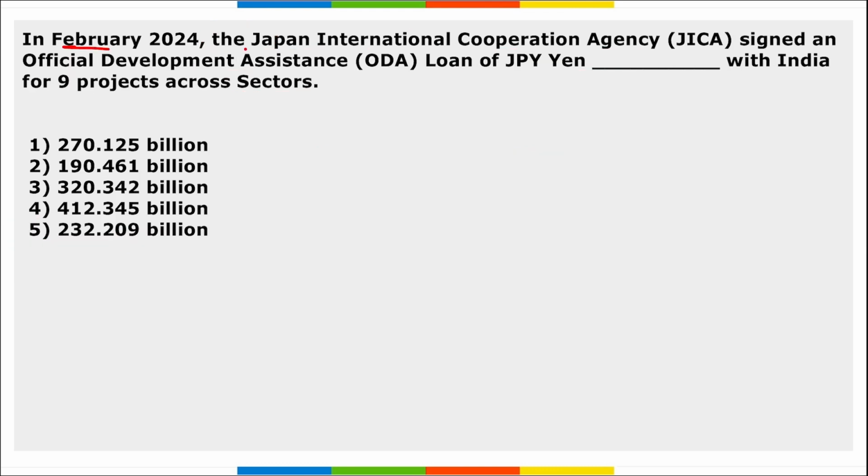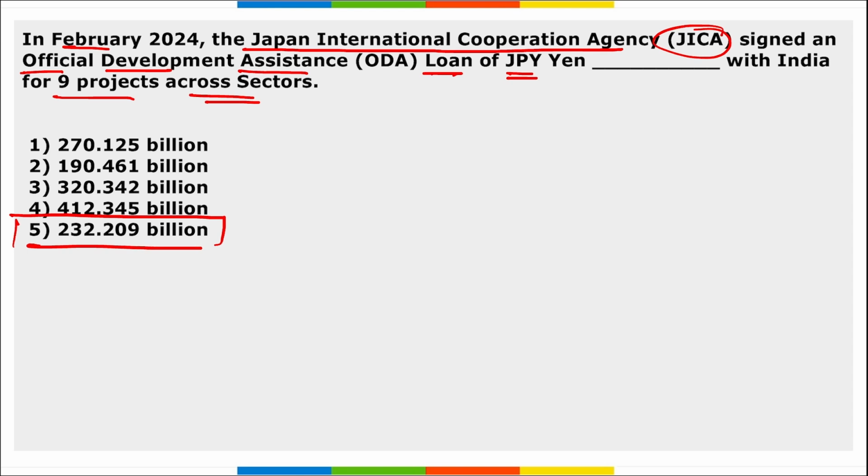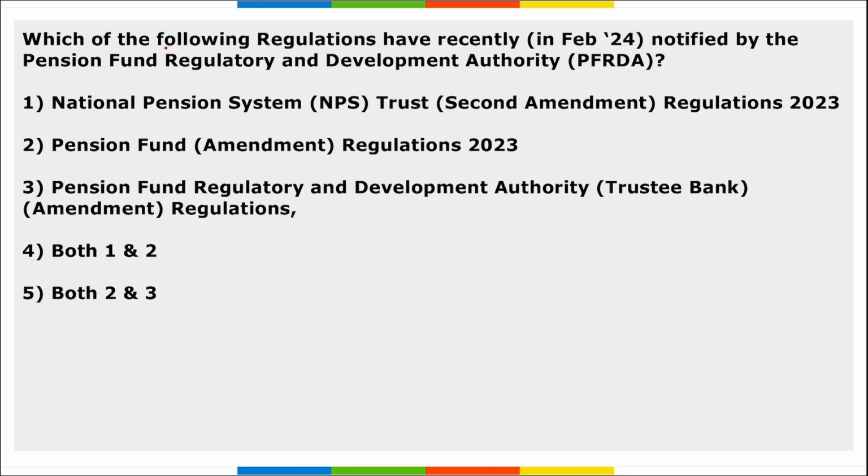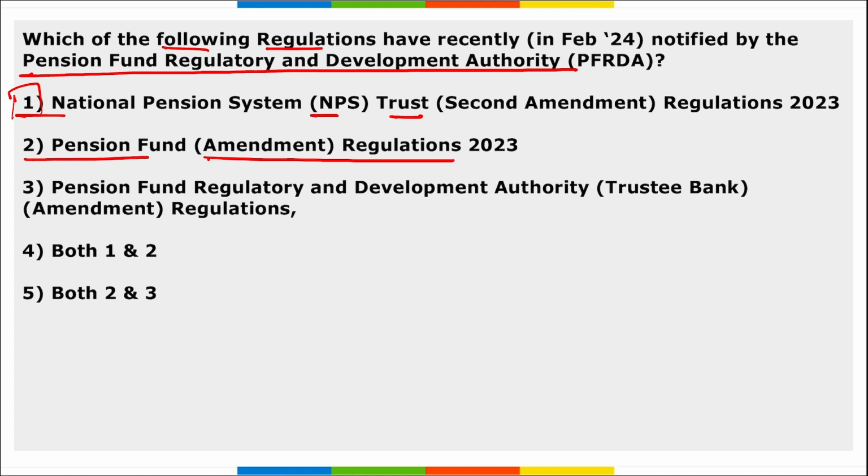Next, in Feb, Japan International Cooperation Agency, that is JICA, signed an official development assistance loan of how much yen with India for 9 projects across sectors. The amount here was 232.209 billion yen. Next, which of the following regulations have recently been notified by the Pension Fund Regulatory and Development Authority? Among these, National Pension System Trust, and second is National Pension Fund Amendment Regulations of 2023. Both of these regulations have recently been notified by the Pension Fund Regulatory and Development Authority.